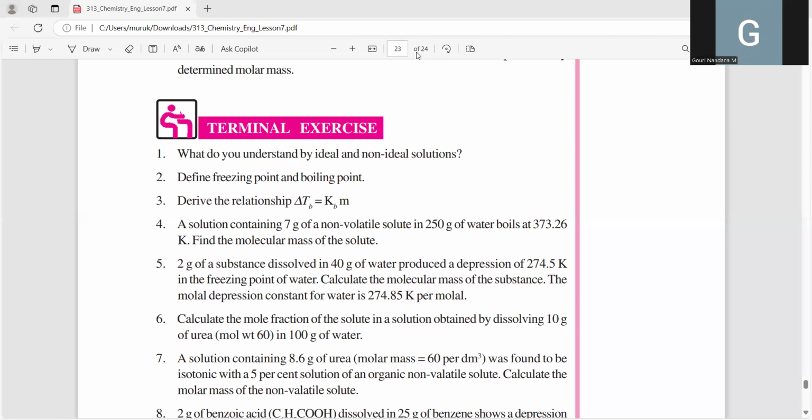So when a non-volatile solute, for example a salt or a sugar, is added to a solvent, the boiling point will increase. So when you add a salt or a sugar to a solvent, the boiling point increases. The solute particles will block some of the solvent molecules from escaping as vapor. This results in an increase in the boiling point, and that is known as boiling point elevation, which is delta TB.